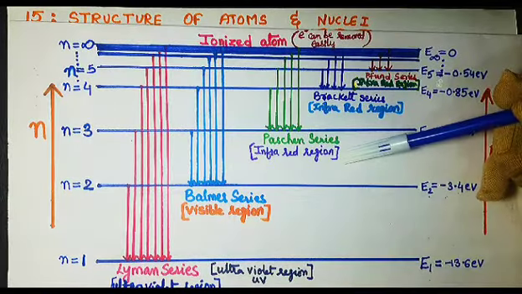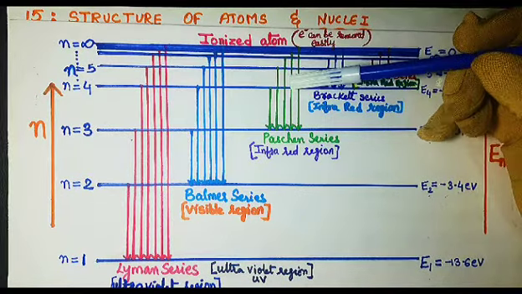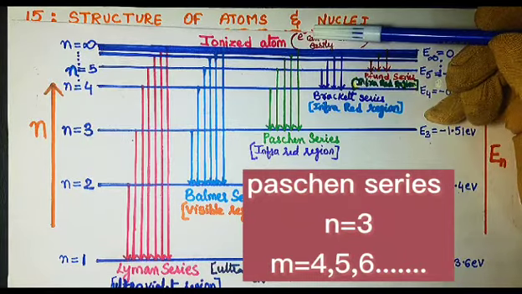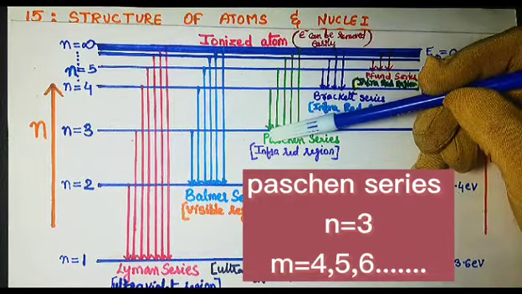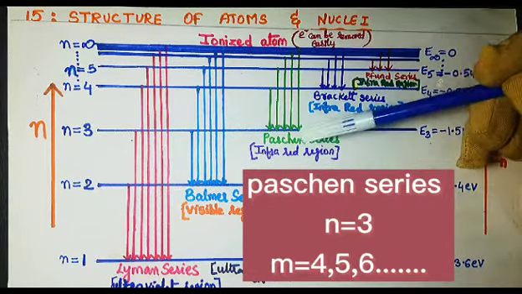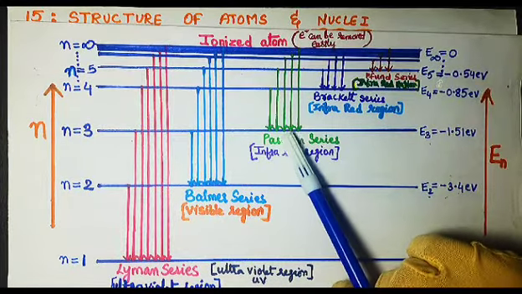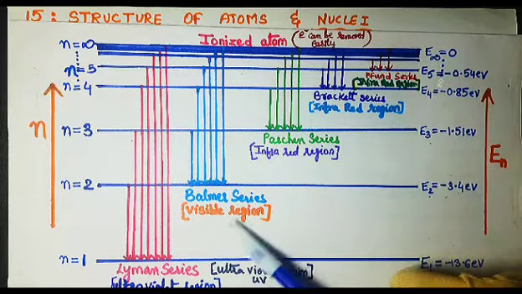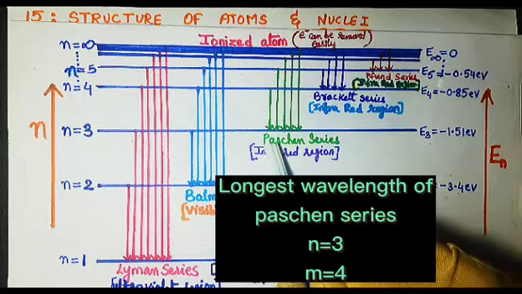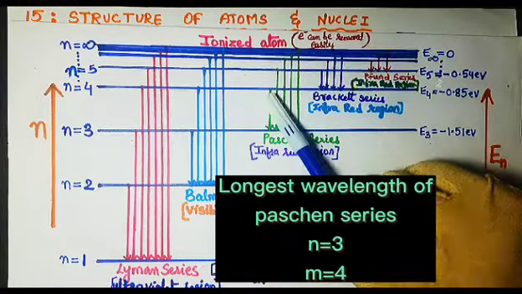This series lies in the infrared region, and when the electron jumps from the higher orbit, that is m is equals to 4, 5, 6 up to infinity, to the lower orbit, that is n is equals to 3, we get the vertical lines. These lines are called as Paschen series. And here also you can find the wavelength for first line, second line, third line, same as that of Balmer series. But for the Paschen series, n is equals to 3. The longest wavelength for the Paschen series, for that n is equals to 3 and m is equals to 4.